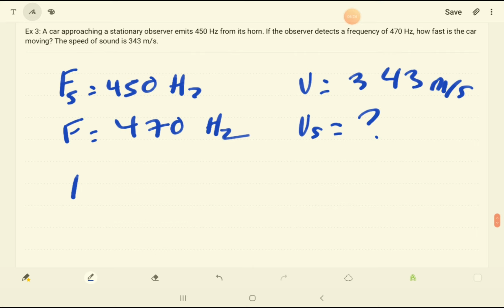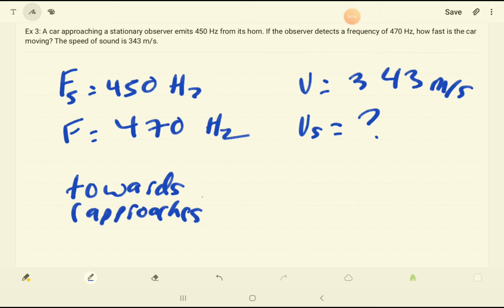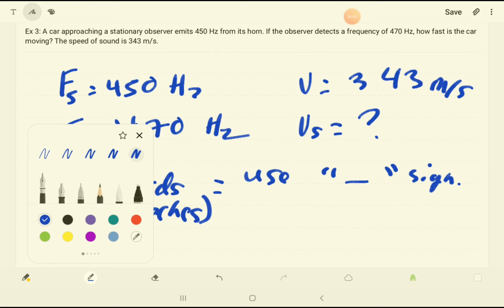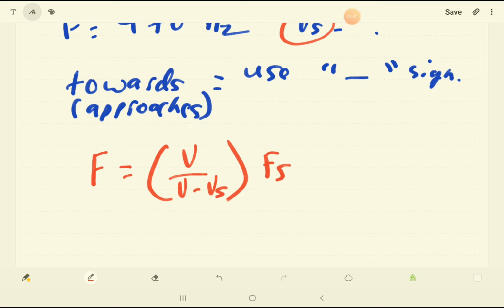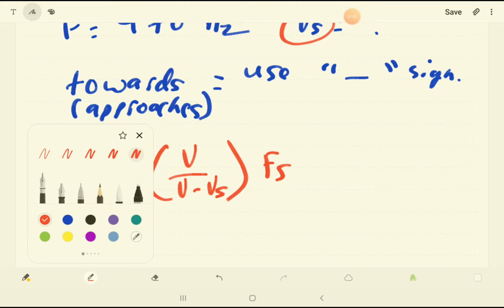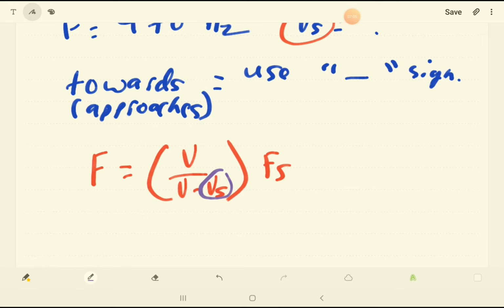Now, we also know that it's going towards, right? Because it approaches the observer. And so we know that when it comes to our equation, we're going to use, once again, the negative sign. Okay, so the question is, how do we get this? So let's do a little bit of algebra first, because if you don't do the algebra, it gets difficult quite fast and you're much more likely to make a mistake. So what I'm going to do here is step-by-step isolate for this guy.